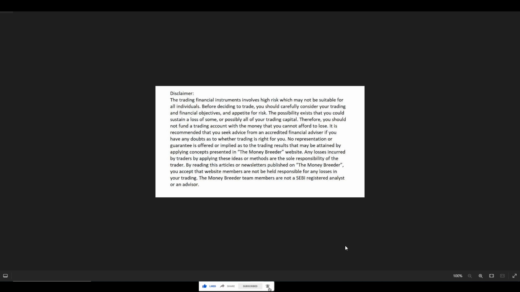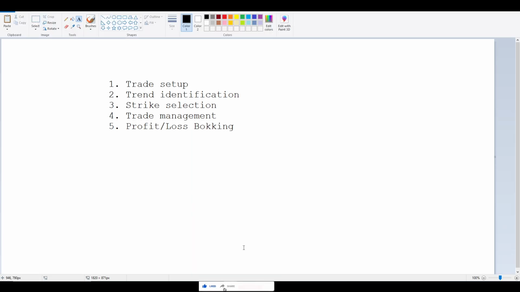Okay, coming to the strategy, see the trade setup. Let us build the trade setup first. Based on the trade setup, we will find out trend identification, then strike selection, which strikes we have to select. Under trade management, once we enter into the trade, how to manage the trade, and profit and loss booking. All these things we are going to discuss one by one today.